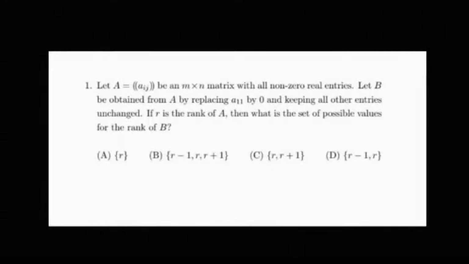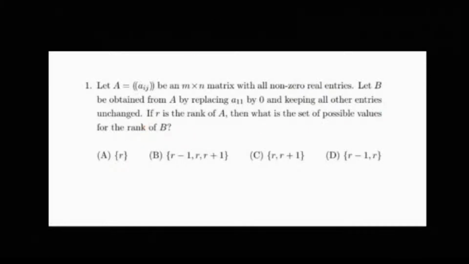Today we are going to solve this problem from ISI Mstat 2019, problem 1. The problem says: let A equal to Aij be an M cross N matrix with all non-zero entries. Let B be obtained from A by replacing A11 by 0 and keeping all other entries unchanged. If R is the rank of A, then what is the set of possible values for the rank of B?